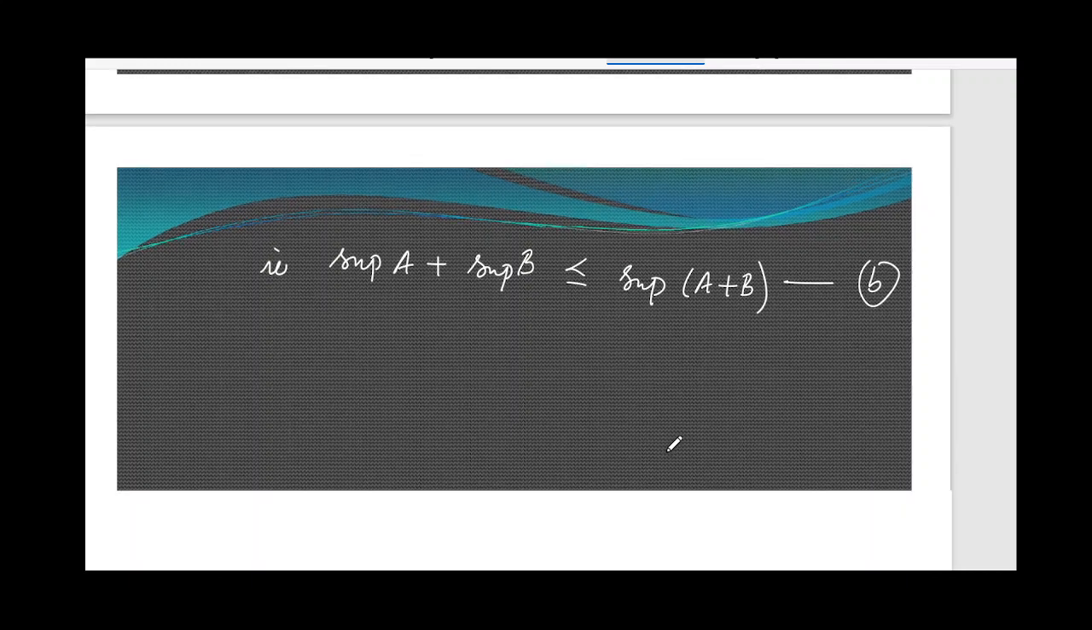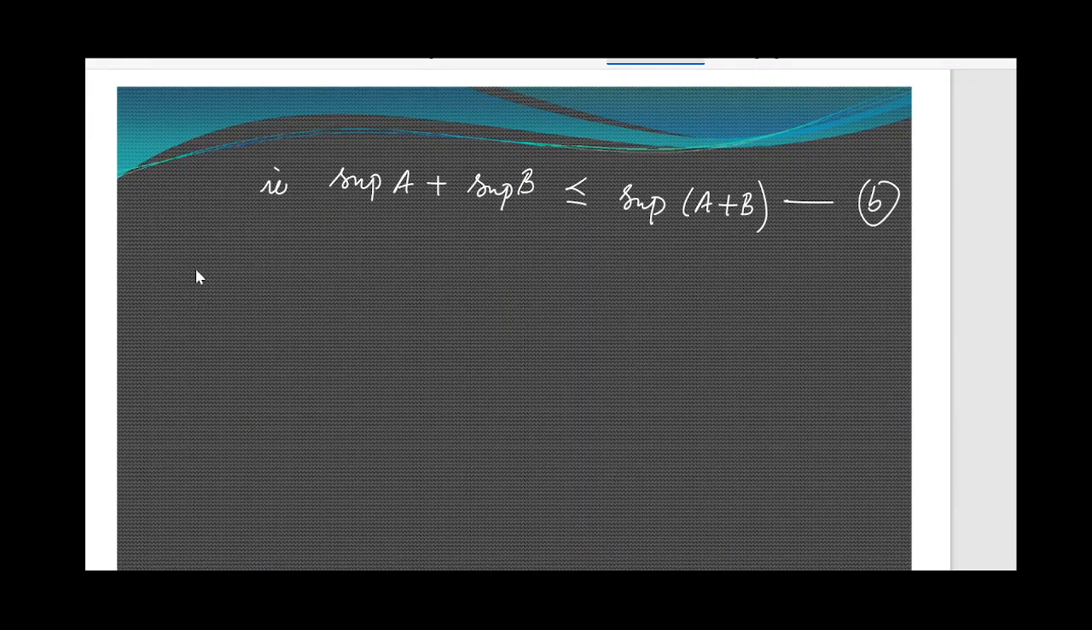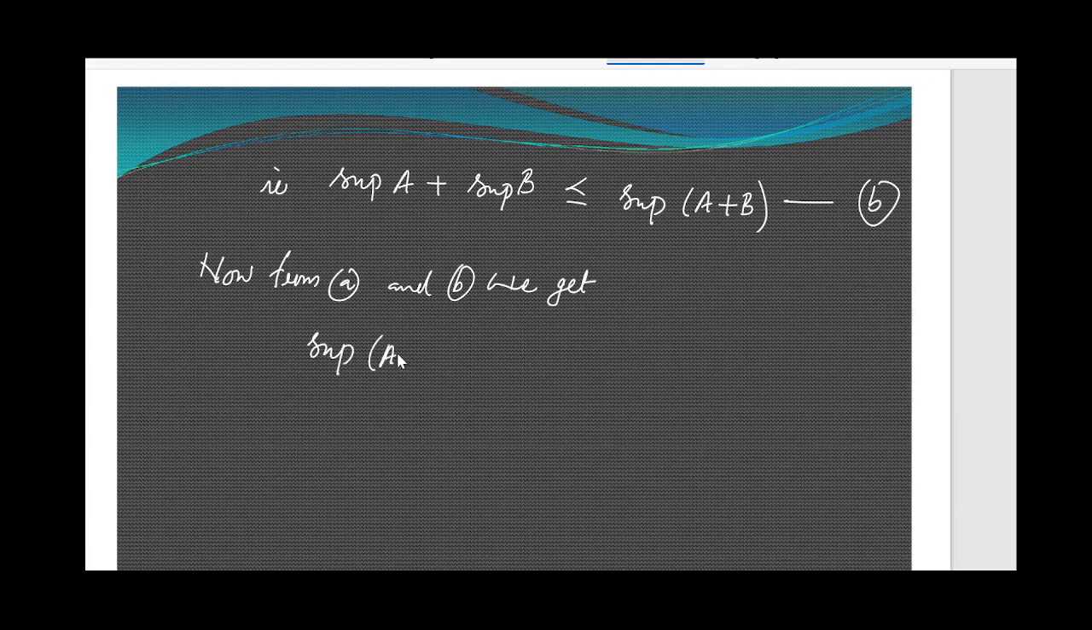Now combining these two, from A and B, we get supremum of A plus B is equal to supremum of A plus supremum of B. So we have proved the property.